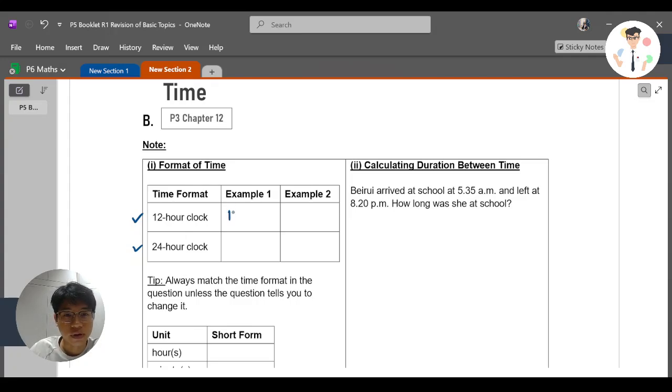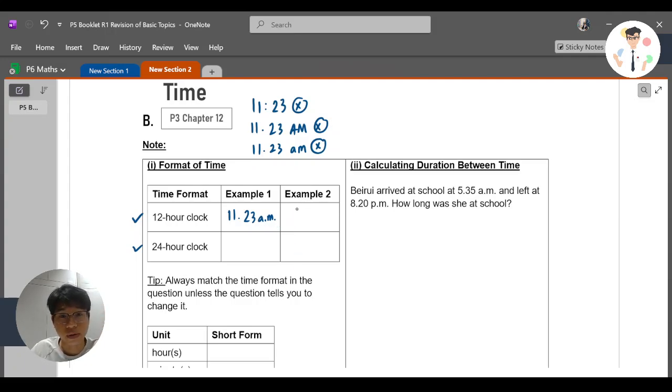I'll just put it here: 11:23 a.m. Just for your information, the way we write time in PSLE is like this: 11.23, then a.m. with dots. So we are not writing like this. This is wrong, okay? This is not how we write in PSLE, and we also don't write like this in PSLE math. It's a dot, then a.m. with dots. That's how we write it, okay?